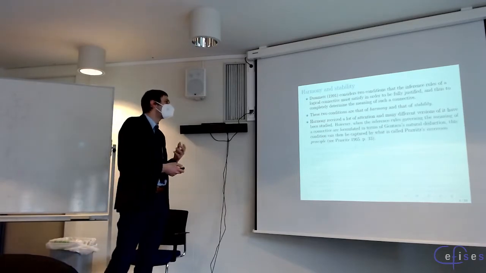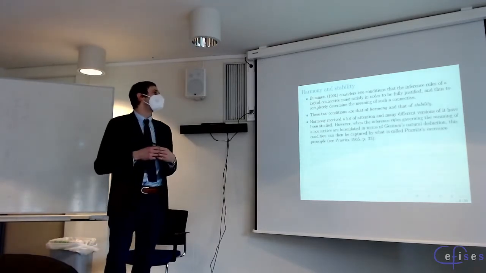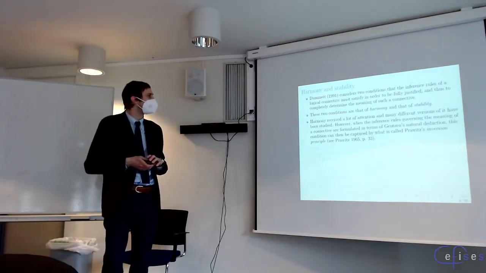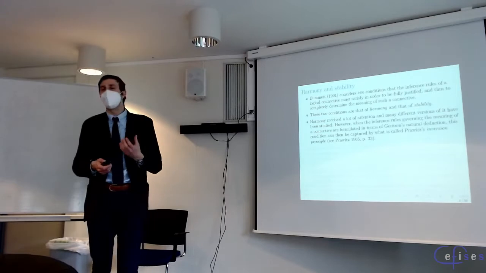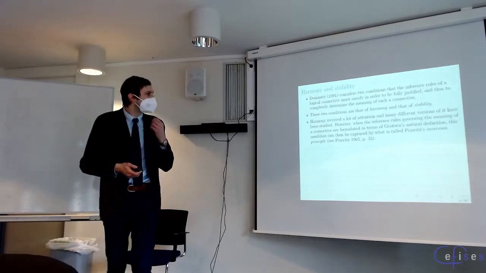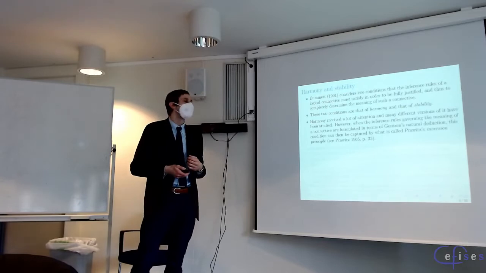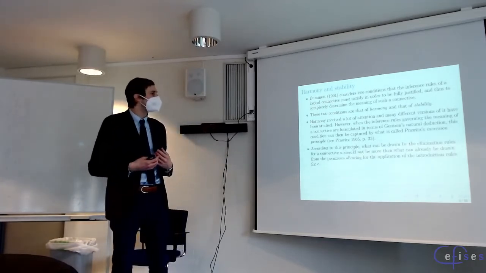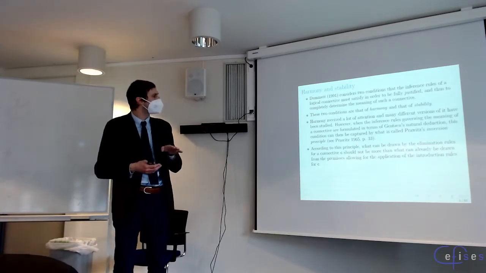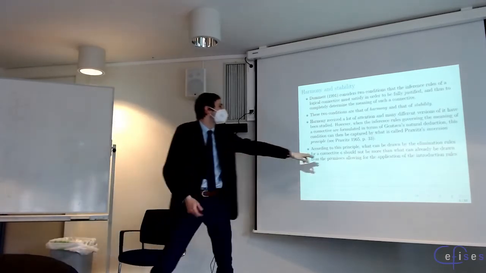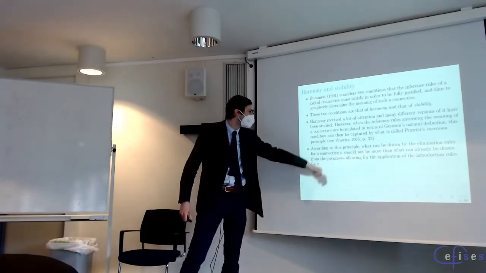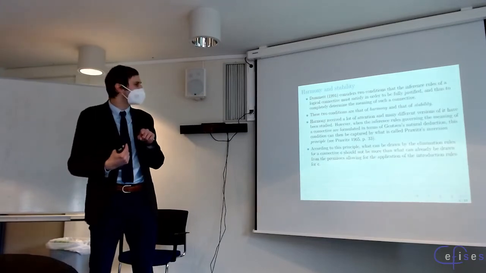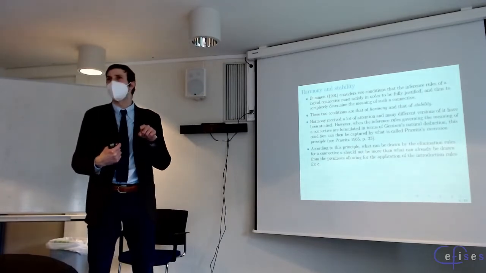But let's say that when the inference rules governing the meaning of a connective are formulated in terms of Gentzen natural deduction, as we said before, this condition can be formally captured by what is called the proof-theoretic inversion principle. What is this principle? Well, it is the following. According to this principle, what can be drawn by the elimination rule for a connective C, a connective whatsoever, should be no more than what can already be drawn from the premises allowing the application of the introduction rule for C.